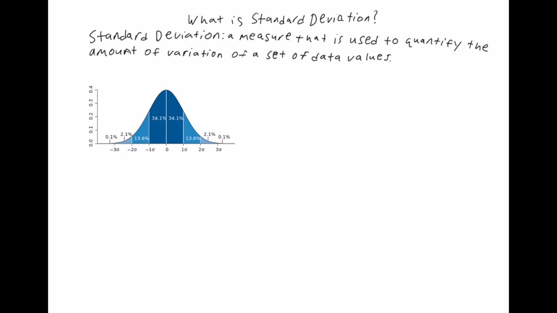So most of the data in a completely symmetric graph, exactly 68.2% will be right here. But you can always say most of the data will be one standard deviation away from the mean. Now, of course, one standard deviation is both positive and negative.